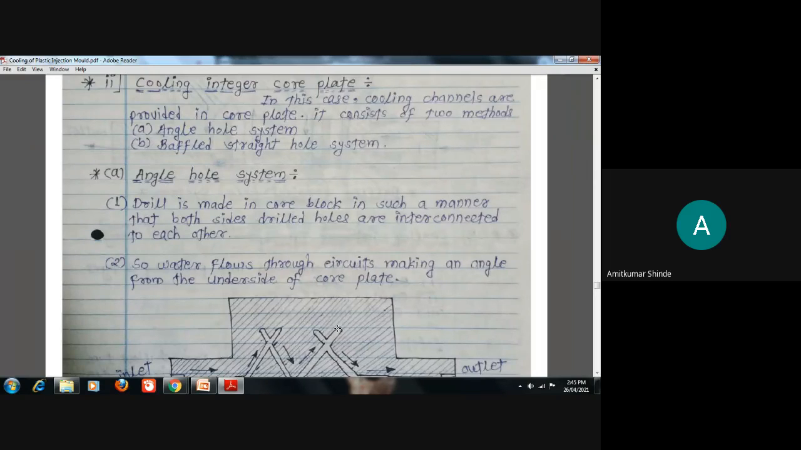In all these cooling mediums, diagrams are very important. You just have to draw the diagram and mention the direction of the working fluid or the direction of the water. Okay, so this is the first type. This core plate cooling integer of core plate is classified in two types, that is angle hole system and baffled straight hole system.